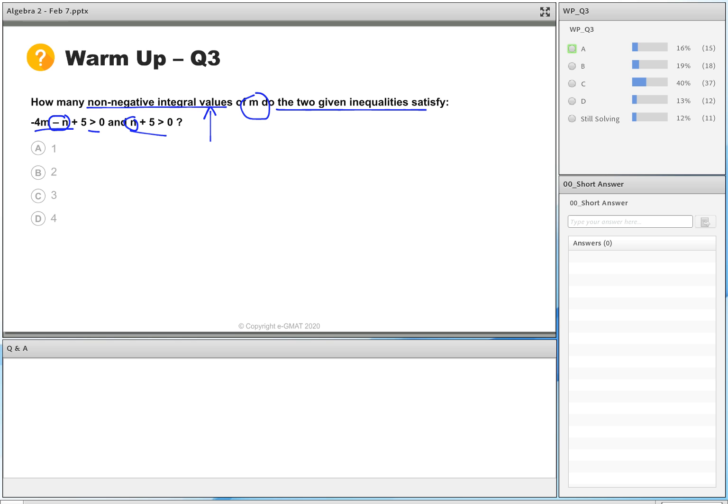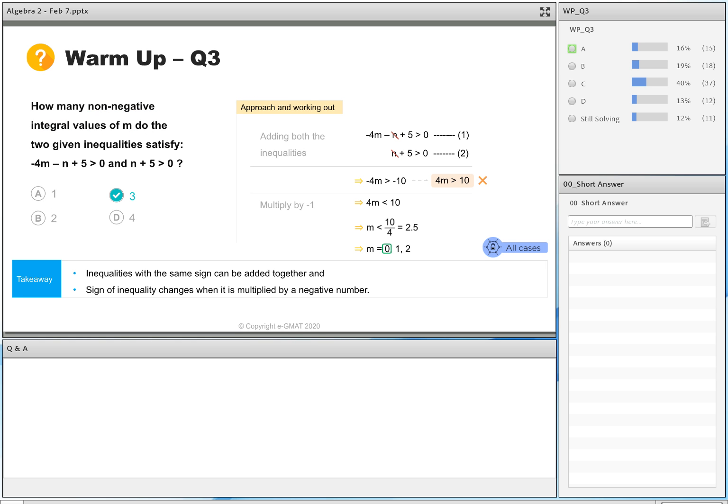So essentially, I can add both these inequalities. When I add both these inequalities, the minus n cancels with the plus n, so both of them result in a 0. And when I add both of them, what do I have? I have minus 4m, and then I have a plus 5 over here and another plus 5 over here, which is plus 10. When I take the plus 10 to the right hand side of this inequality, that becomes a minus 10. So what I get is minus 4m greater than minus 10.